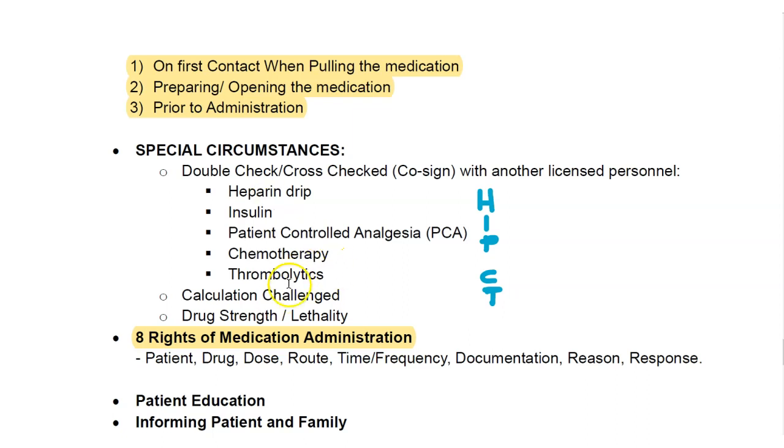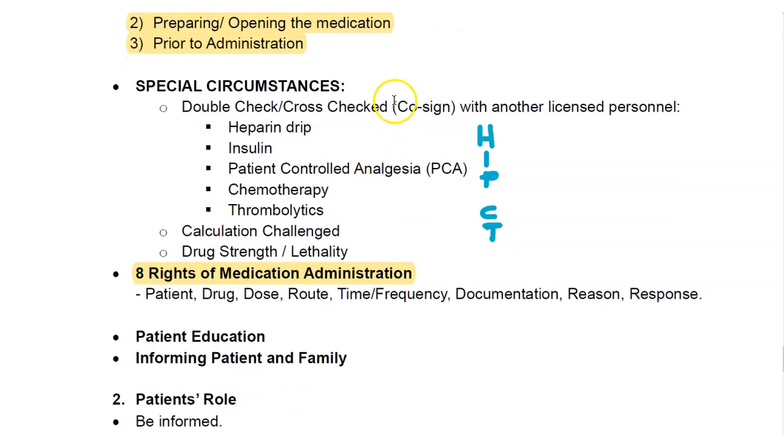And then in addition to this, obviously, if we're having a hard time calculating certain drugs, or maybe if this medication can be quite lethal, even with a small increment of doses, then it's always better to have somebody, another licensed person, to help us double check the drug, even though it's not required. And again, you have to memorize this, the 8 rights of medication administration, which is the right patient, right drug, right dose, right route, right time and frequency, right documentation, right reason, and right response.